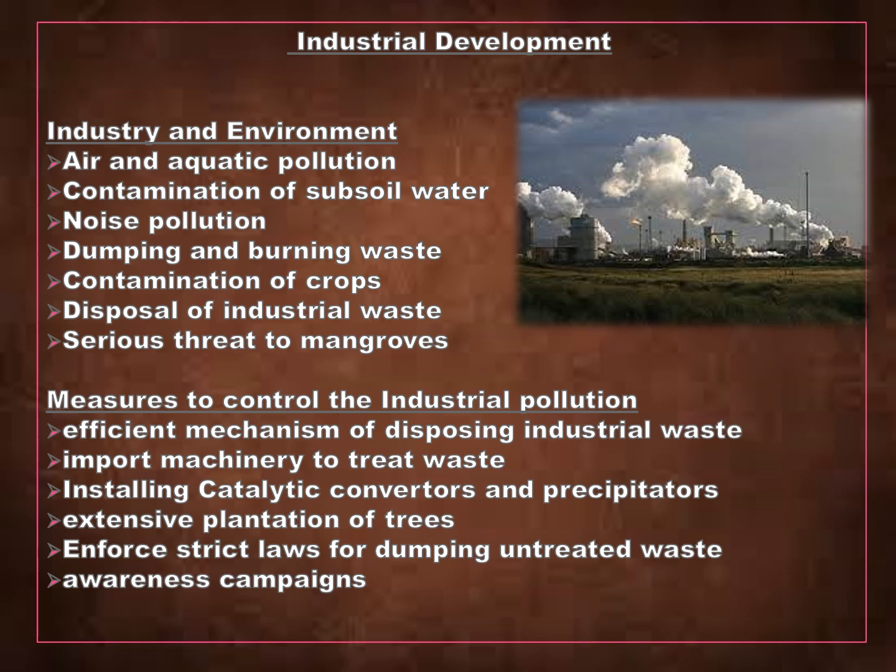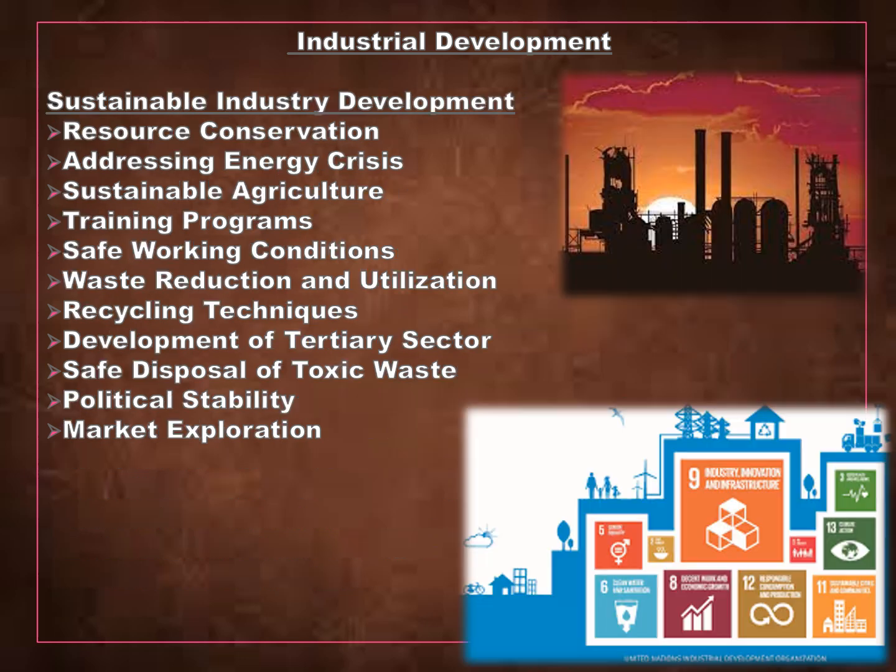as you can see. So there are some measures to control industrial pollution as well. An efficient mechanism of disposing industrial waste should be there. Import machinery to treat waste. Install catalytic converters and precipitators, which can amend or clarify the air. And extensive plantation of trees should be there. Enforce strict laws for dumping untreated waste, and awareness campaigns should be run throughout the country.